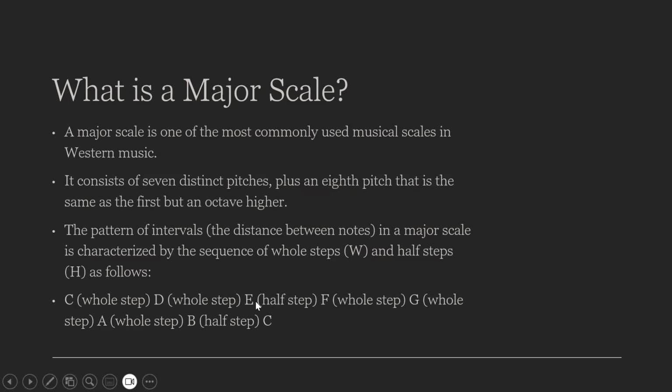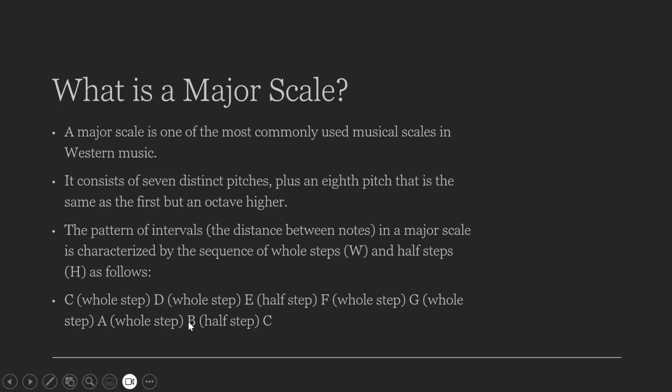Is it confusing? Is it because there's no black key? Exactly. Because between E and F, there is no black key. So it is just a half step between them. Okay? Then from F to G is a whole step because there is a black key in between them. From G to A is also a whole step. There is a black key in between the two white keys.